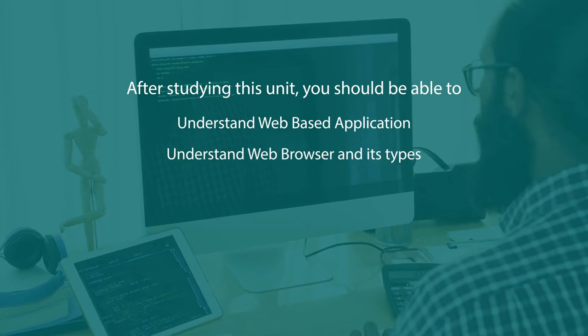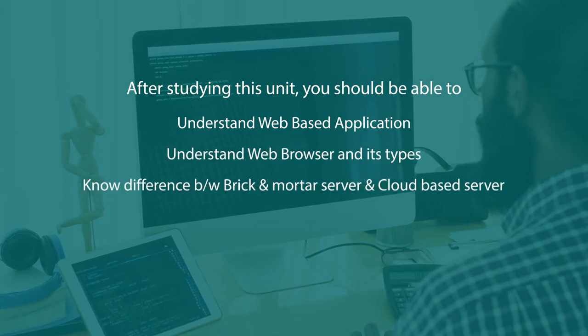After studying this unit, you should be able to understand web-based applications, understand web browsers and their types, and know the difference between brick-and-mortar servers and cloud-based servers. There is a great difference between brick-and-mortar servers and cloud-based servers. Brick-and-mortar servers are quite rigid in nature, redundant, and a costly affair. They require a lot of storage and space, and the wear and tear is very high. You have to maintain them, and any time there is a power failure or another problem, the brick-and-mortar server fails.